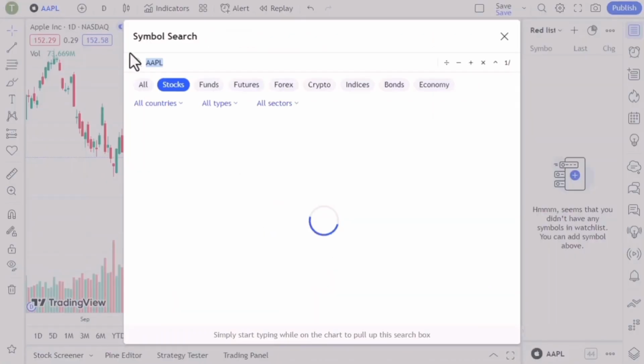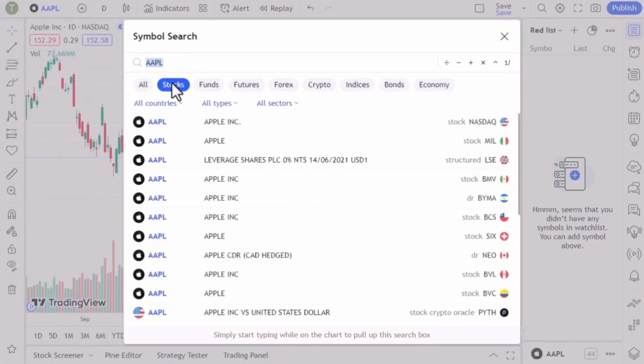Then there's the symbol search. This is the part where it doesn't matter whether you want to trade forex, stocks, crypto, indices, futures, or bonds; you can check all of them, all the pairs, here on TradingView, plus more. In this case, I'm going to jump into crypto.